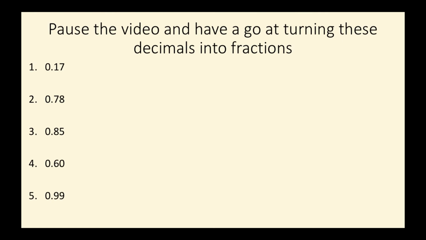Okay, so I assume you've paused the video and had a go at these. So 0.17, sorry, is 17 out of 100. 0.78 will get you 39 out of 50. 0.85 will give you 17 out of 20. 0.60 will give you 6 out of 10. And 0.99 will give you 99 out of 100.